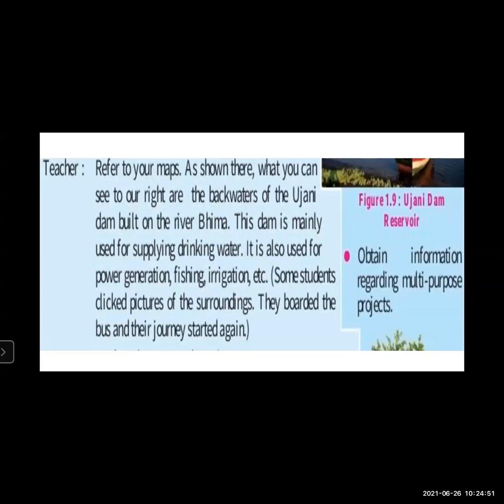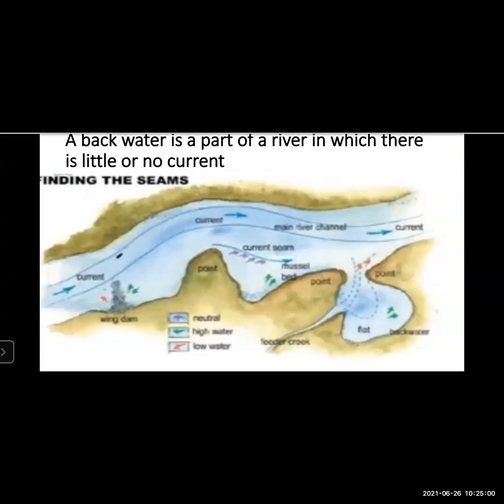Some students boarded the bus and their journey started again. Now here you can see backwater. A backwater is a part of a river in which there is little or no current.